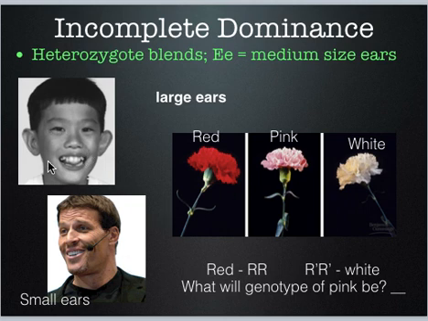Here's a little boy with large ears, big ones. Here's an adult, and compared to the size of his face, his ears are really small. And then what do you get if you have one large-eared parent and one small-eared parent having babies? The babies are going to have medium ears. They're going to be smaller than the large-eared parent, but bigger than the small-eared parent. So anything that's small, medium, and large would be considered incomplete dominance in genetics.